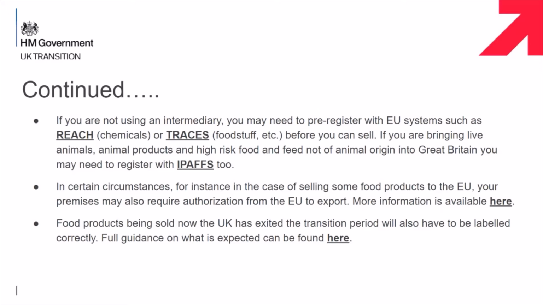You should note that in some circumstances, if you're selling certain food products, for example, to the EU, your premises might require authorization from the EU before you can export. And I've added a link to further information. You should also note that food products being sold now the UK has exited the transition period will have to be labelled correctly. And we've added full guidance on what can be expected.